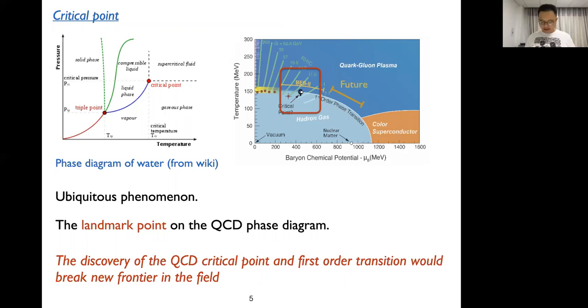On the other hand, through many model studies, one would expect that the transition separating the QGP and the hadron gas is a first order transition. If you look at this line here, this phase boundary is the first order transition. If this is the case, there is a natural consequence, namely this first order transition line should end at some point. And this endpoint by definition is called the critical point. This is the point where the distinction between the hadrons and the quark-gluon plasma disappears.